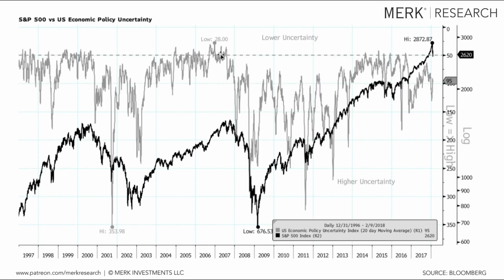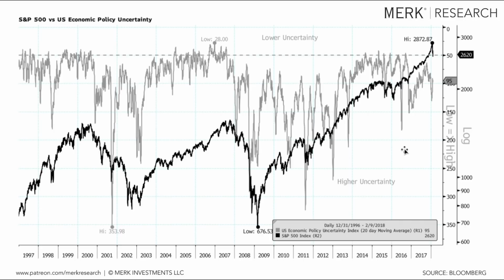The major market top back in 2007 was at a time when uncertainty was extremely low, and then similarly in 1999 and 2000. And so basically the framework here is that if you see uncertainty extremely low, that might suggest that the market's fully priced, that there's no longer any more worry, that there's no longer a wall of worry for the market to climb.